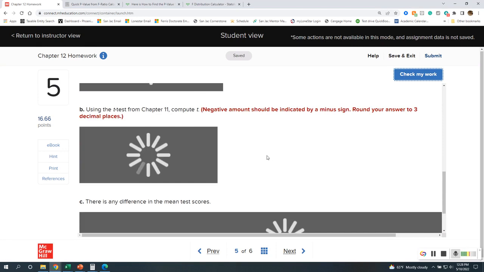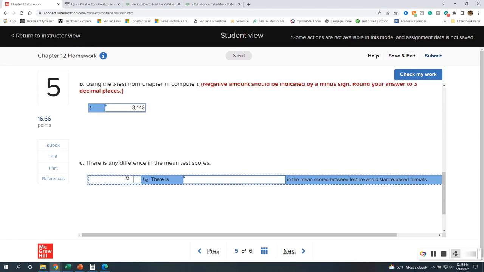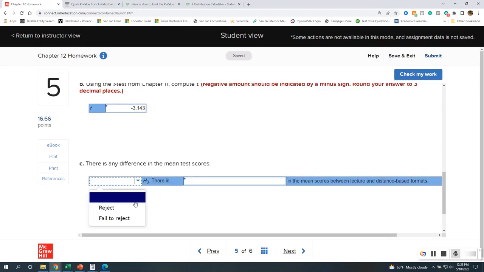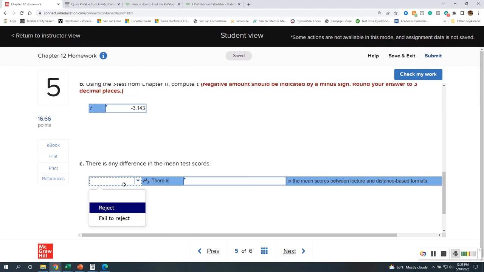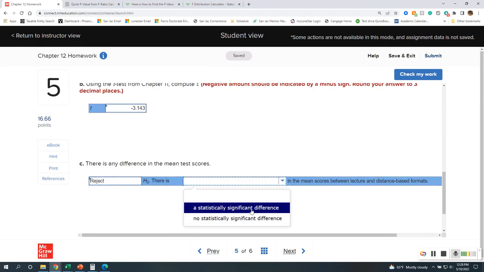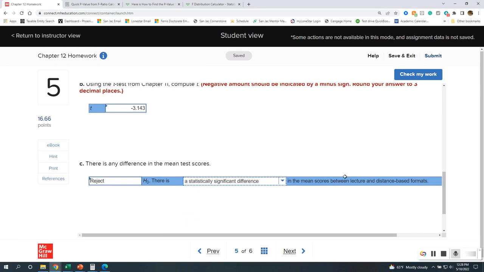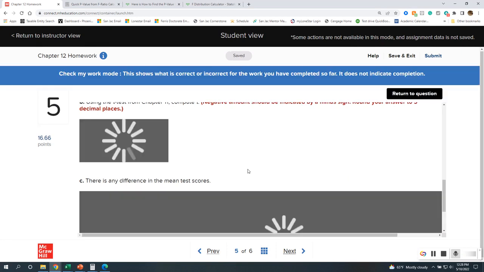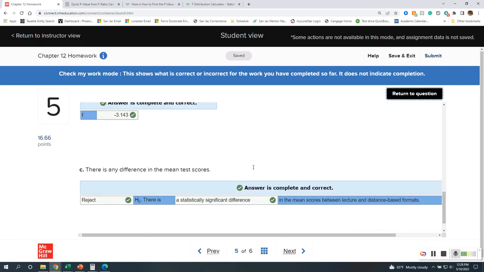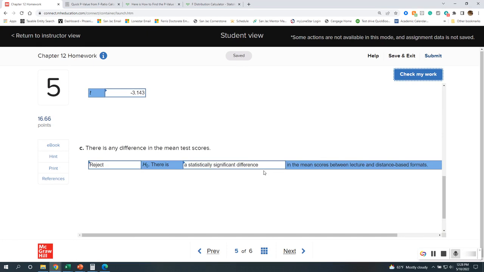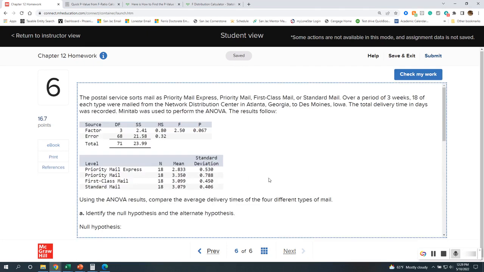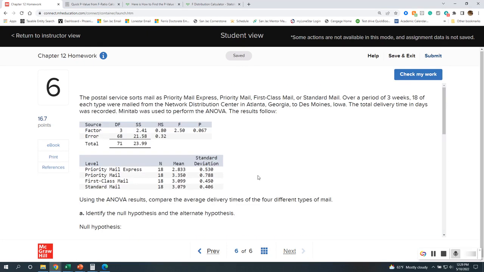Again, I am learning as we go. So, are we going to reject? We are going to reject. It is greater. Barely, but it is greater. So that means there is a difference. Slightly, but there is. Okay, there's 5. 6.